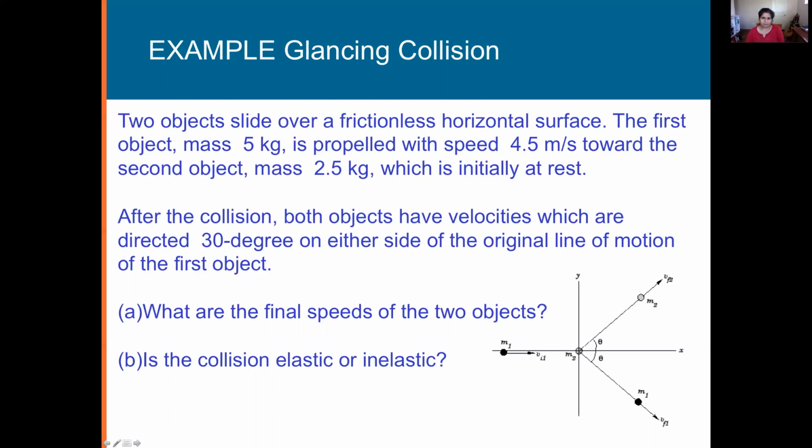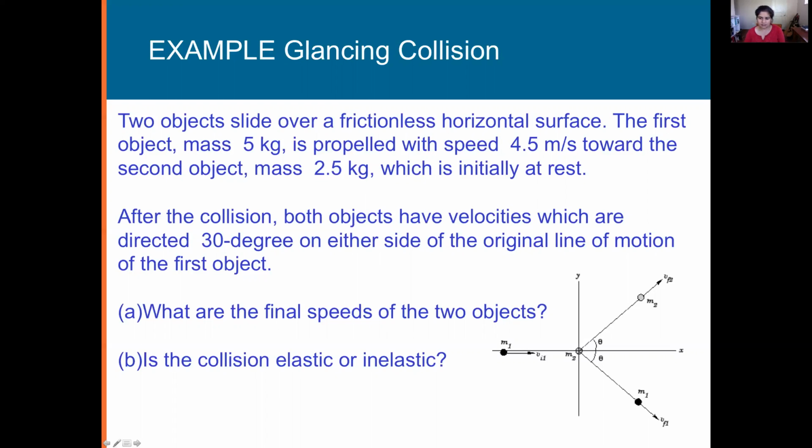Two objects slide over a frictionless horizontal surface. When you read frictionless, you're thinking no non-conservative forces, so the total energy of the system will be conserved. The first object of mass 5 kg is propelled with a speed of 4.5 meters per second towards the second object of mass 2.5 kg, which is initially at rest.